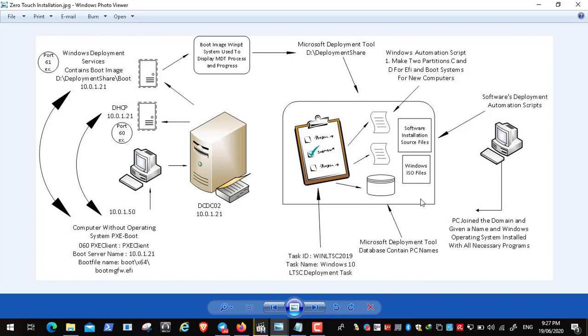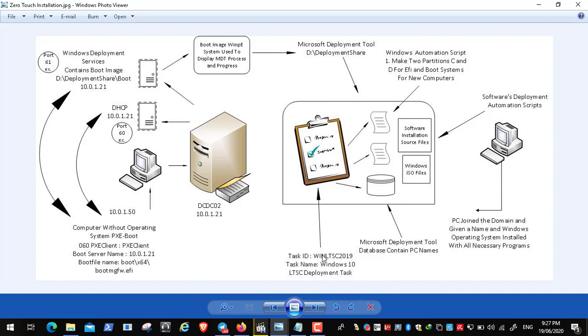For example, this script for Windows is told that the Windows installation files are in this place, so it begins automating the process. And this script tells us that the software source files are in this place, so it will begin installing these softwares after the end of the installation of the Windows system. At the end, the PC will get a name, and then it will be restarted to join the domain.